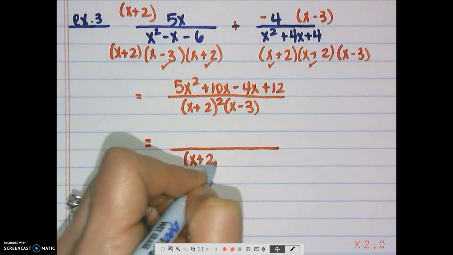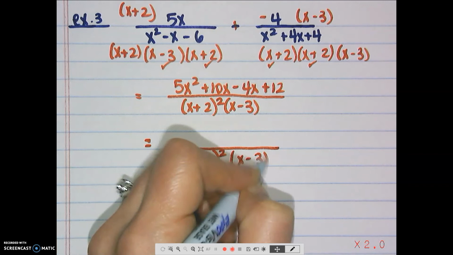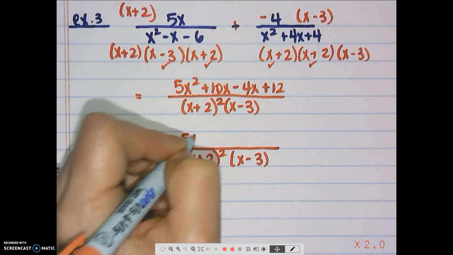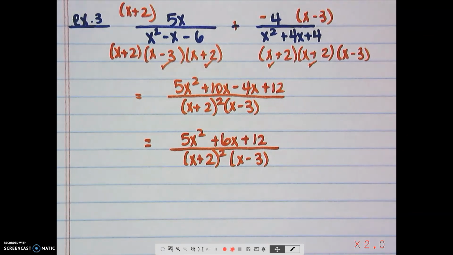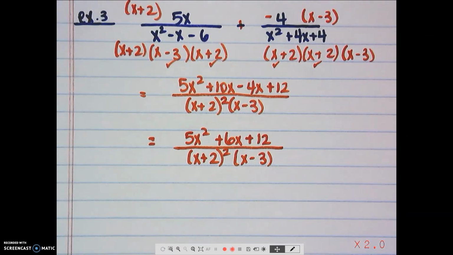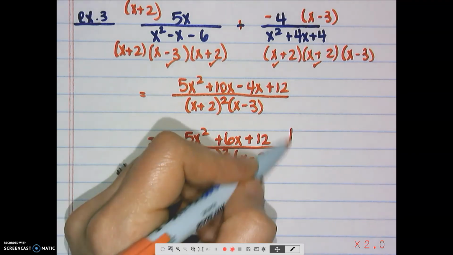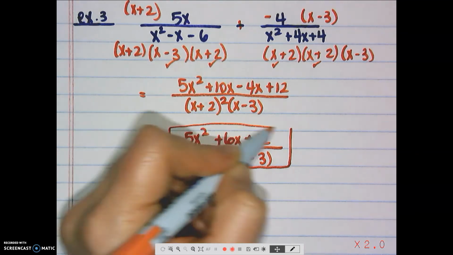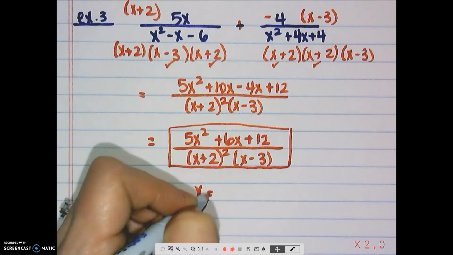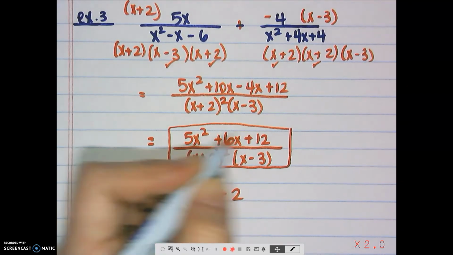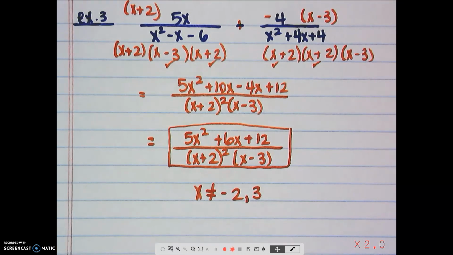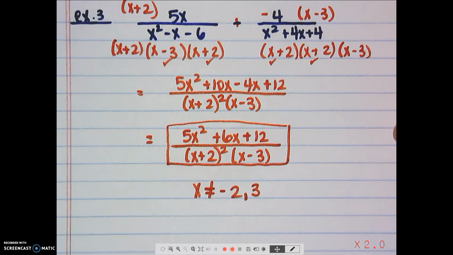Keep the denominator the same. Combine like terms in the numerator. So we have 5x squared plus 6x plus 12. And that is not going to factor at all. Okay, so this is our first part of our answer. Restrictions, x can't equal a negative 2 from the x plus 2, and then it can also not equal a positive 3 from the x minus 3. So that's both parts of that answer.